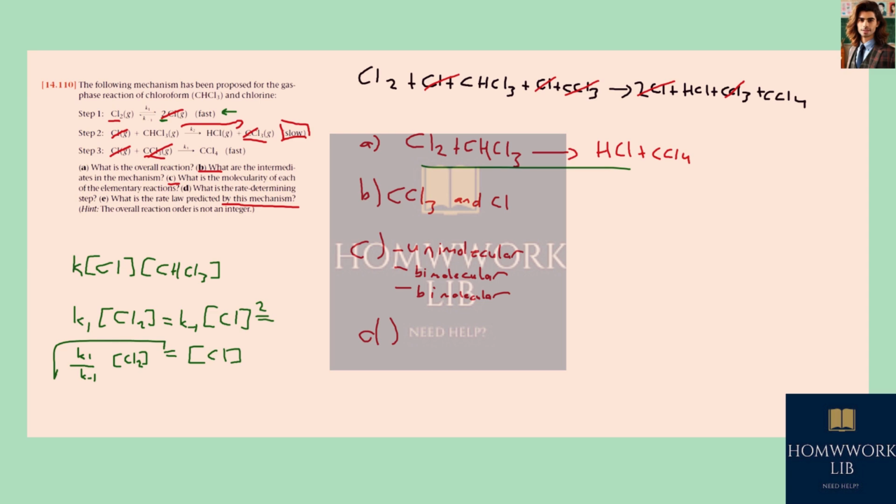Instead of writing k1 and k minus 1 and all these ks, I'm just going to collect all the ks in a common term, k. So if I write this again, this is going to be k times, instead of Cl, now we can write Cl2 to the power of 1 over 2 and CHCl3. And this goes along with the hint that the overall reaction order is not an integer because we have 1 over 2 and 1 over here.